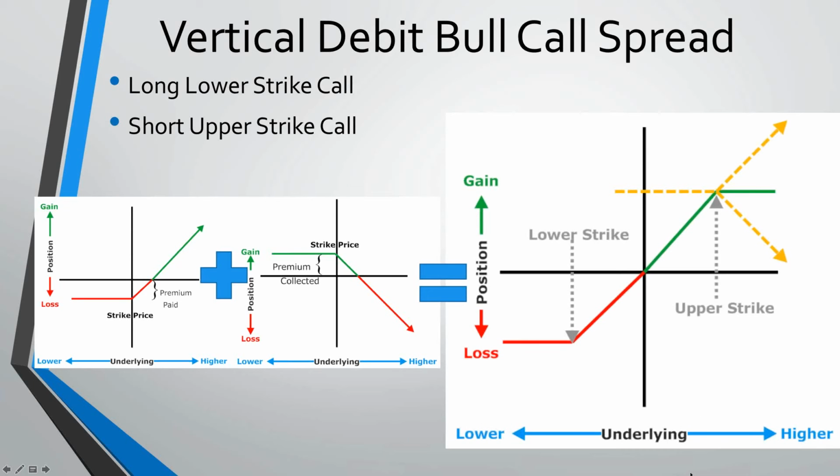Okay, if you don't understand that yet, I completely get that. These are things that don't just click in someone's mind. You may want to go back and watch the recording for number 2, but this is what a vertical debit bull call spread looks like, all right? And the offsetting positions are represented by these dashed yellow lines.